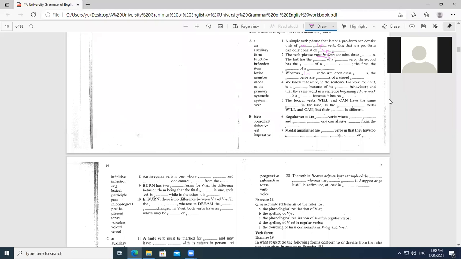Number 4. Okay, we know that work in the sentence, we work too hard, is a verb because of its syntactic behavior, yes. And that the same word in the sentence beginning I have work is a noun because it has no inflection. So here work is a noun. Why? Because it has no inflection. Good.